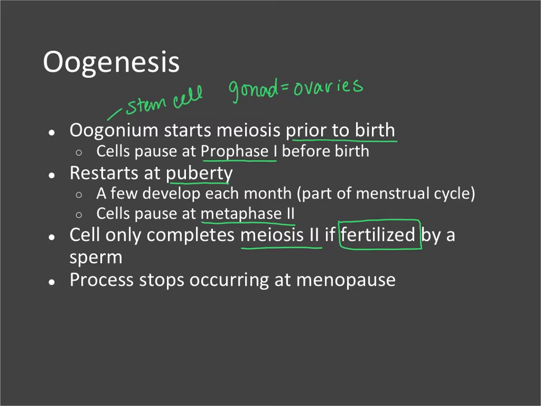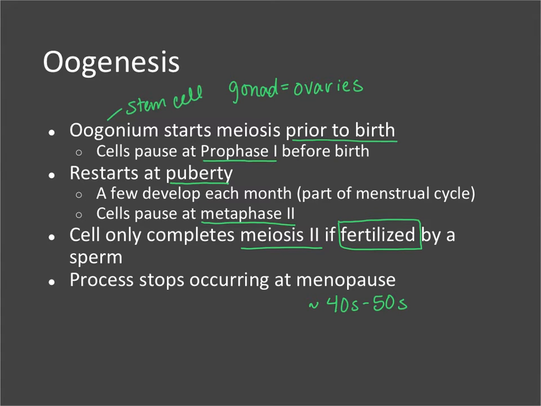So after puberty, as I mentioned, these eggs are going to start developing each month. And this is going to keep happening, and this is part of the regular menstrual cycle, and it's going to keep happening until the woman reaches menopause. And menopause typically occurs when the woman is in her 40s or 50s.